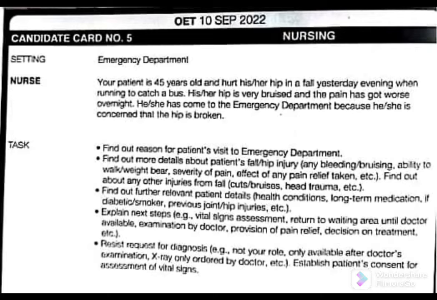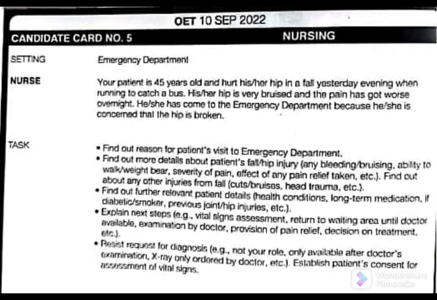How does that sound? Because we are giving more explanations. Then patient is telling that, okay, sister, it's okay, fine, but I think I have to wait for a long time for the doctor. So if you don't mind, could you please tell me what is my diagnosis? Then the next task is to resist the request for diagnosis, because it's not your role and it's only available after doctor's examination.